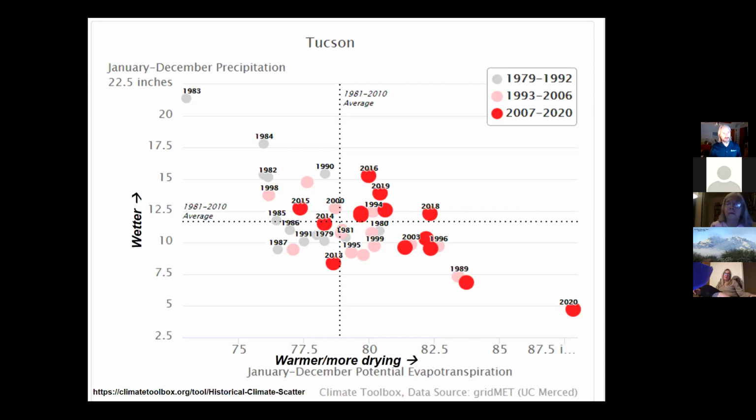And so what I think is important about this is that we've certainly seen a shift. These red dots are all later decades, and it's on the warmer, more drying, and lower side. What I expect, and I don't know when, is that in future decades we will have a decade that's probably on average wetter than the longer term average, but it'll be warmer. So we'll be in this kind of upper right quadrant.